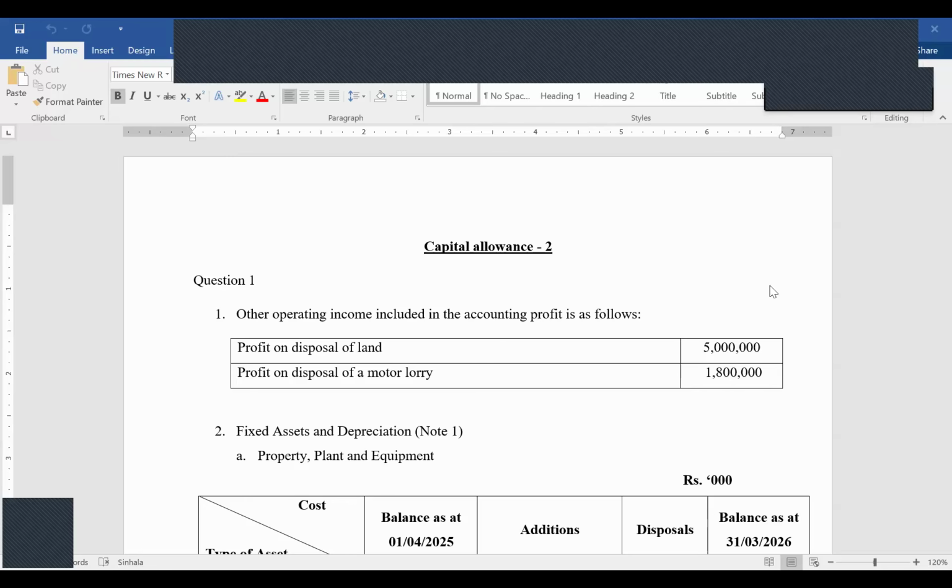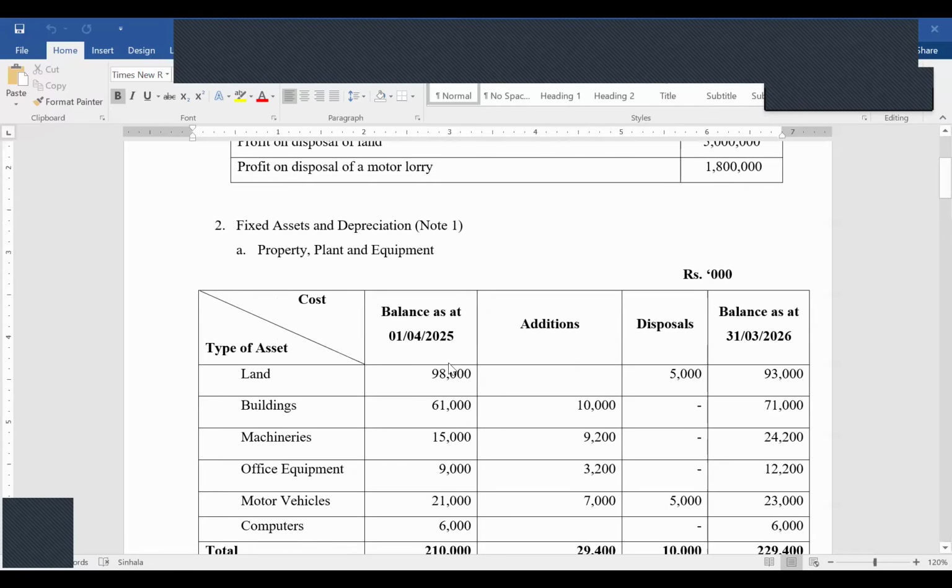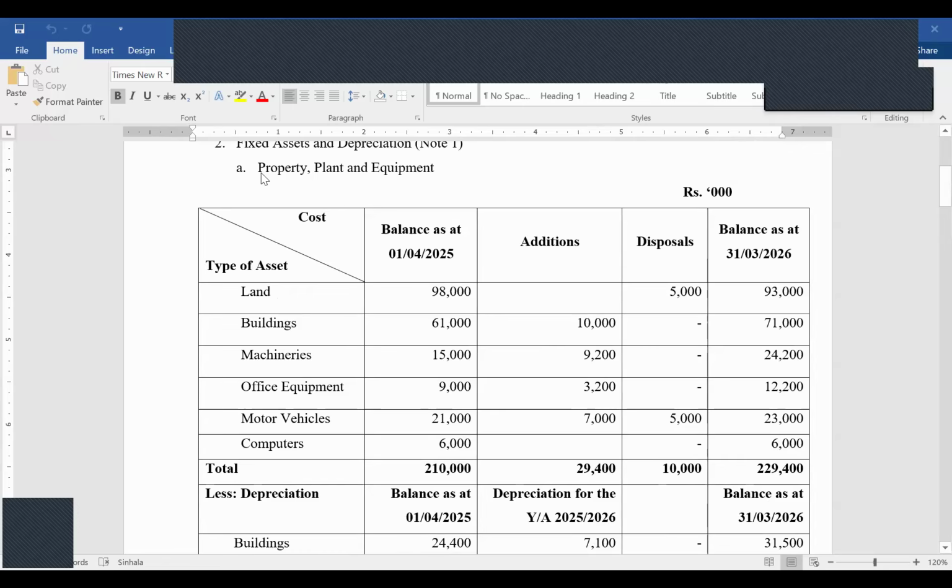So you know that we do not consider book profits for taxation, but sometimes we use these book profits for the calculation of the disposed value. So if you have not been given the disposed value, you use these two values to calculate the sale proceeds. Then again you have the same document, same table, the property, plant and equipment table: land, building, machinery, office equipment, motor vehicles, computers, all are given here. Additions during the period are also here, and disposed values also here.